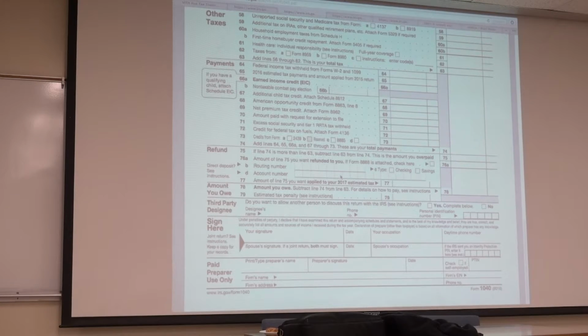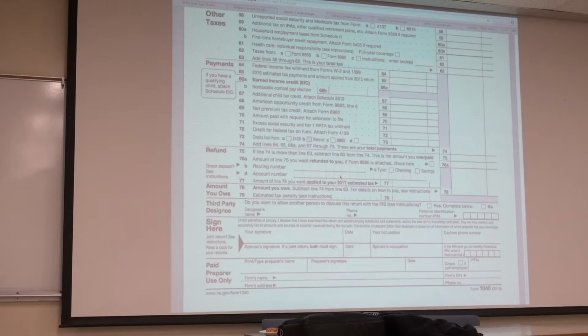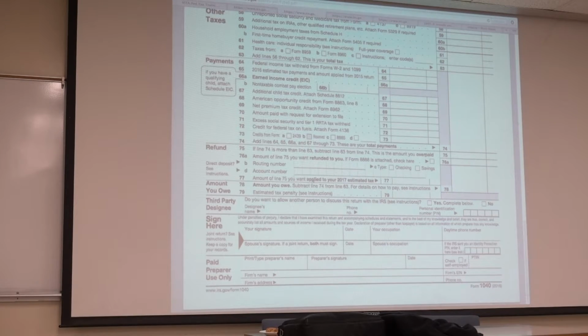I would suggest, because some people had a hard time finding their bank info before, see if they could have a voided check, that's where you would see it, or if they want, they could log on to their bank statements and check online there. So they should be able to provide you with information for the refund. And if they do owe, that means your tax liability is more than your payments, and then they would have to pay from line 78.